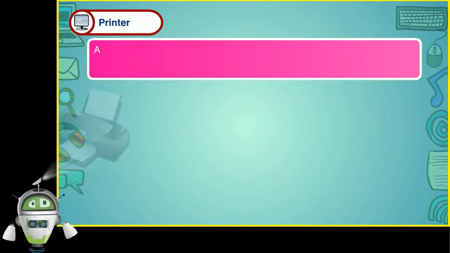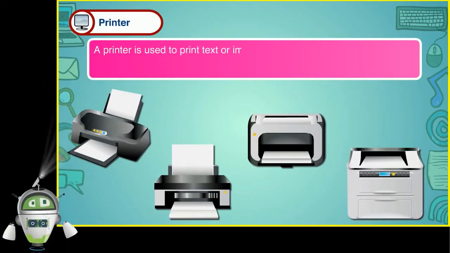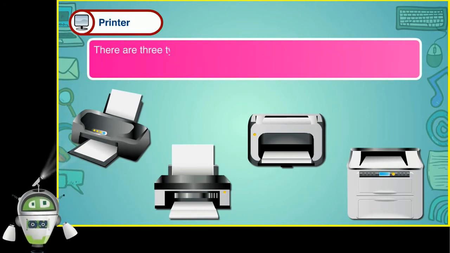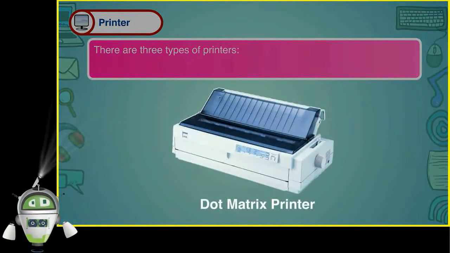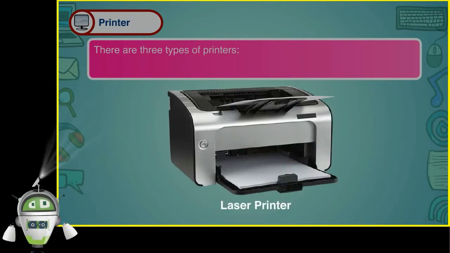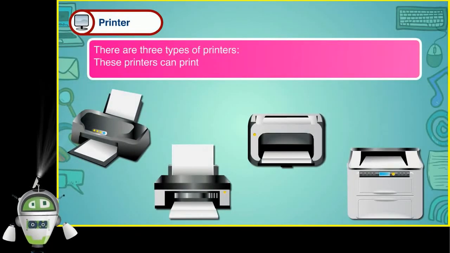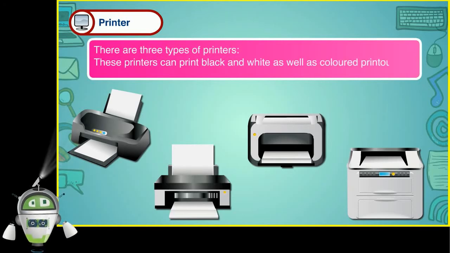Printer. A printer is used to print text or images from the computer on paper. The printed copy is called a hard copy or a printout. There are three types of printers: dot matrix printer, laser printer, inkjet printer. These printers can print black and white as well as colored printouts.